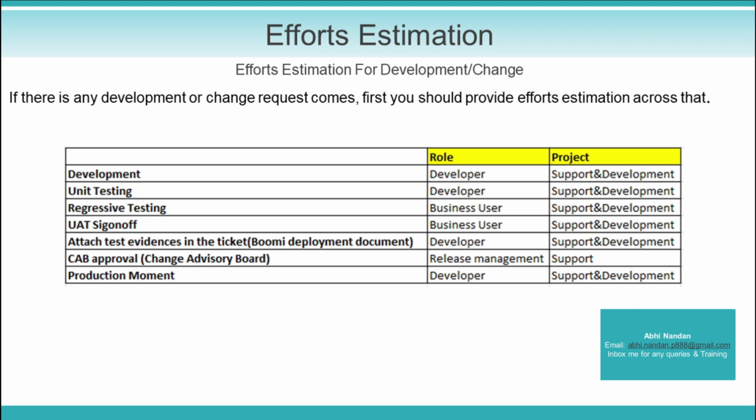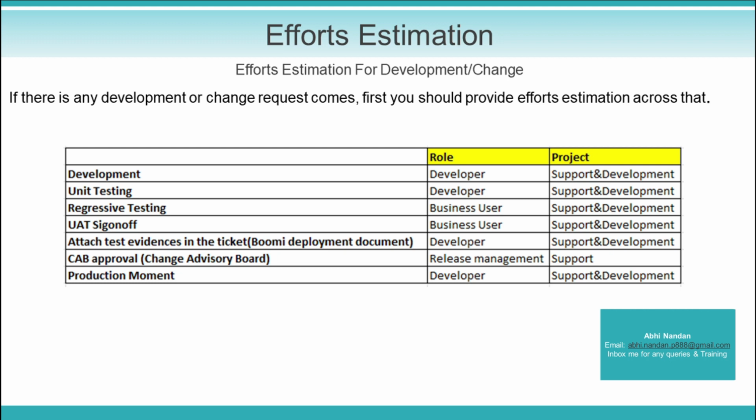Okay, and the next step is UAT sign off. UAT is user acceptance testing. Once the business user has tested all the scenarios, the positive and negative scenarios, they will provide a sign off to move these changes to production. The business user is involved in this phase, and it is the same for support and development projects.